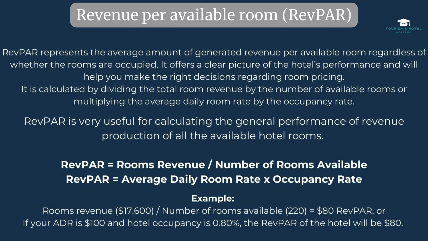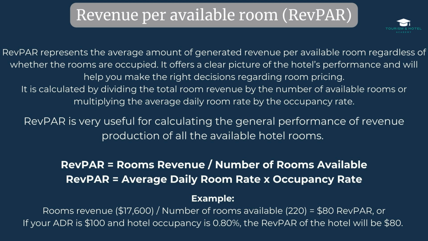Revenue per available room, or RevPAR. RevPAR represents the average amount of generated revenue per available room, regardless of whether the rooms are occupied. It offers a clear picture of the hotel's performance and will help you make the right decisions regarding room pricing. It is calculated by dividing the total room revenue by the number of available rooms or multiplying the average daily room rate by the occupancy rate.